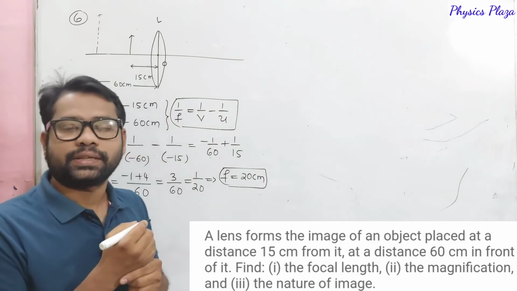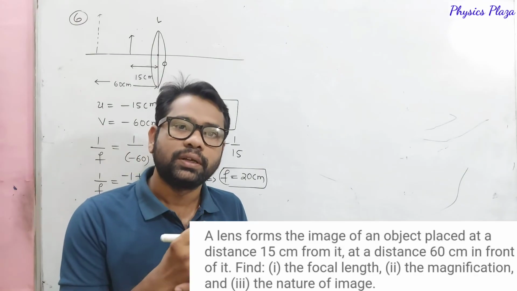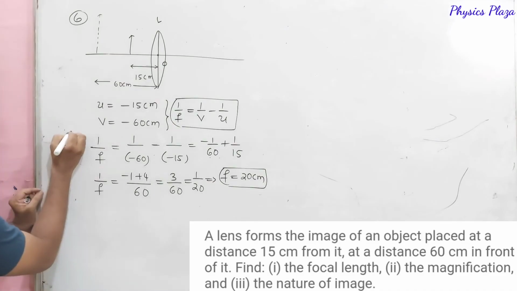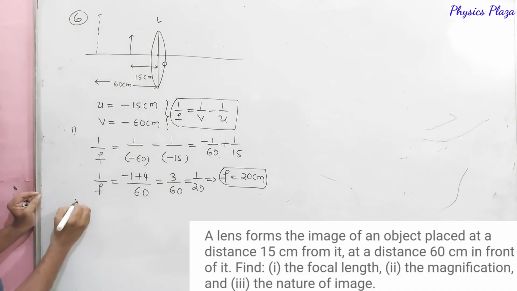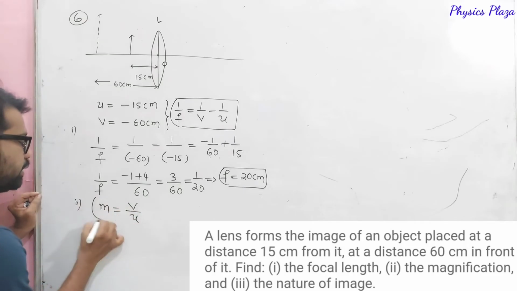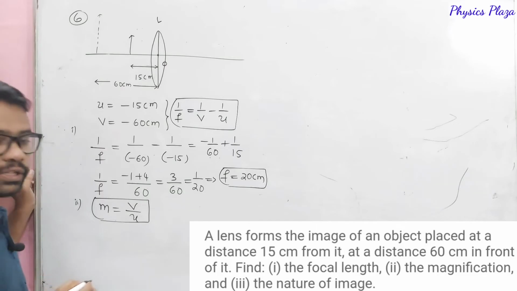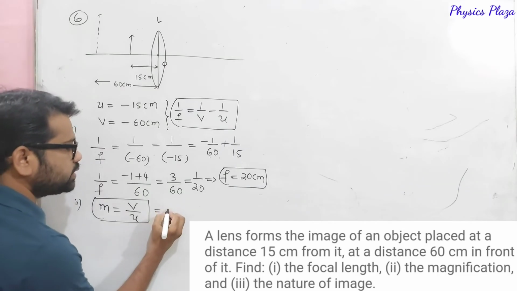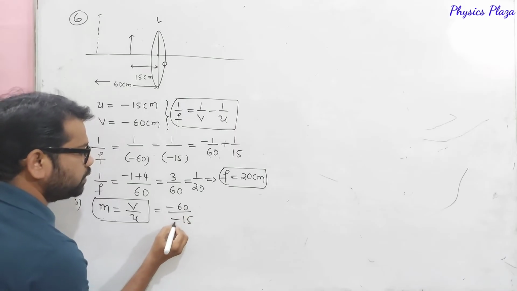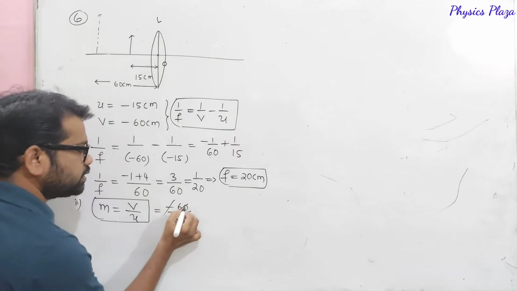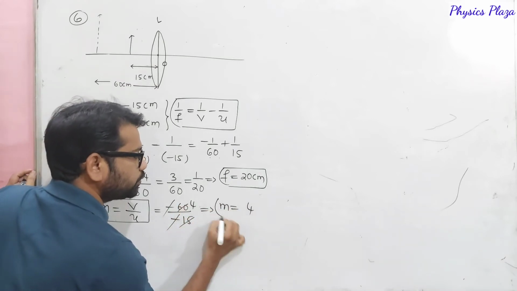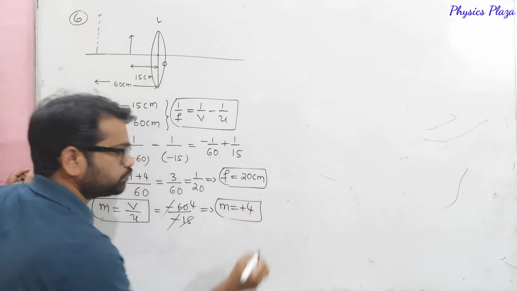Now let us read the characteristics. Children, characteristic means mainly what here? The size. If you want to know the size, you must know the magnification. So the first one is focal length, the second is magnification. Magnification is equal to v by u, in terms of image distance and object distance. Substitute the values: v is minus 60, u is minus 15. Minus cancels, 15 fours are 60. So here we got m is equal to 4, and it is positive also. m is equal to 4.